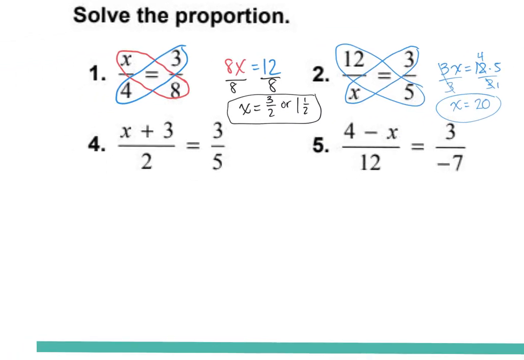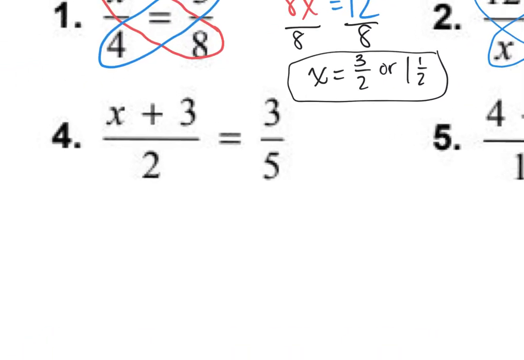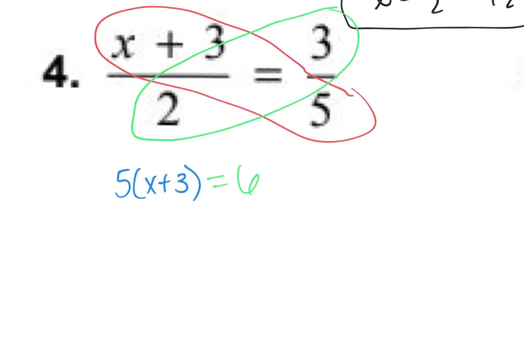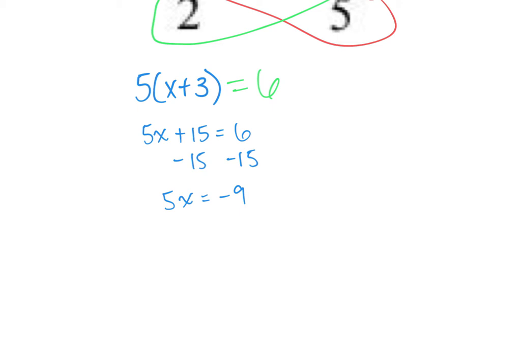Okay? Number 4. If you cross multiply here, you're going to get 5 times x plus 3. That's not bad, guys. You're just going to have to distribute. And then the other side's going to be 6, right? So this is going to be 5 times x, which is 5x, plus 15, equals 6. What do we do from here, guys? Subtract 15 on both sides. You're going to get 5x equals negative 9. And then you divide by 5.